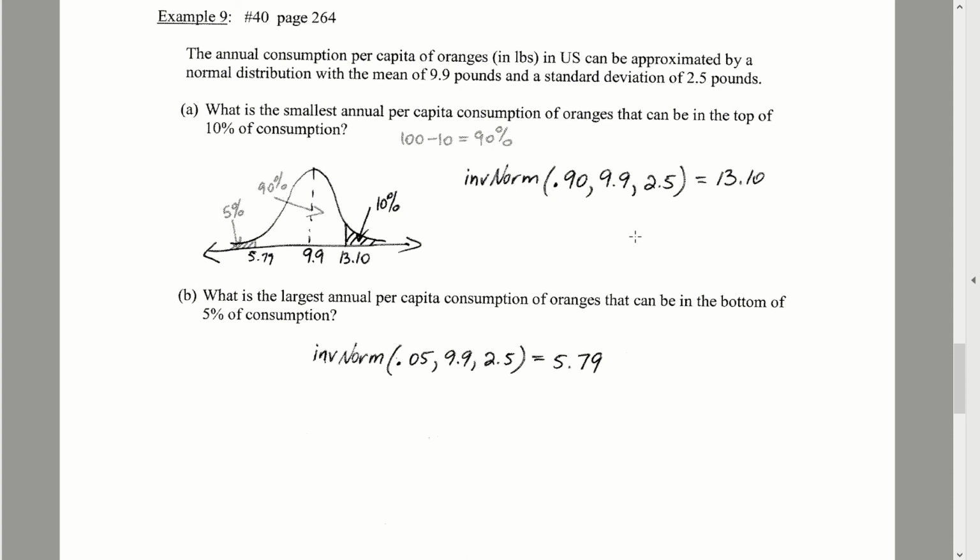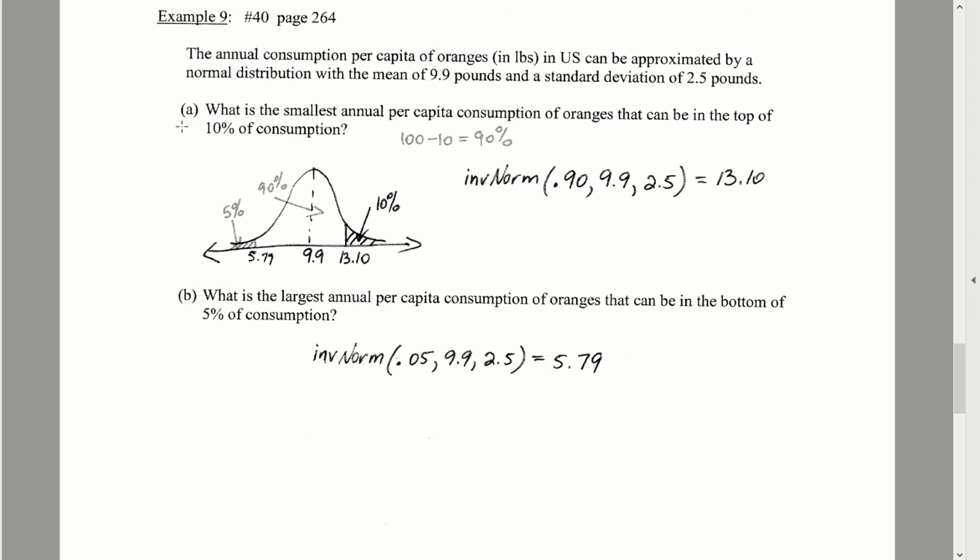Let's look at a different normal distribution. This time we're looking at the annual consumption per capita, in pounds, of oranges in the US. They say that it's approximately normally distributed with a mean of 9.9 and a standard deviation of 2.5 pounds. So here our mu is 9.9 and our sigma is 2.5.